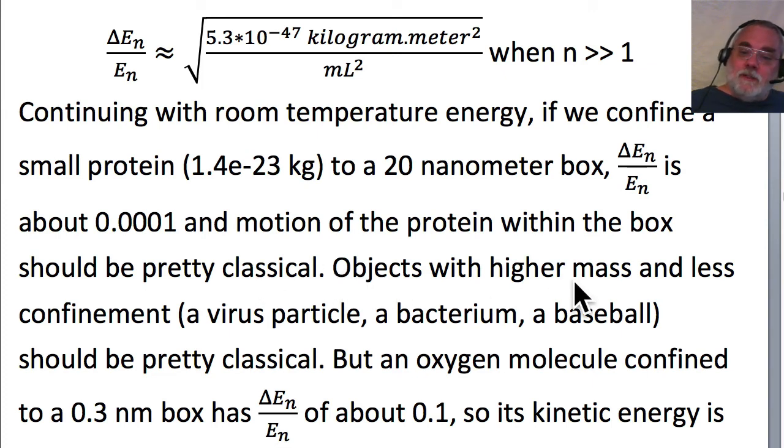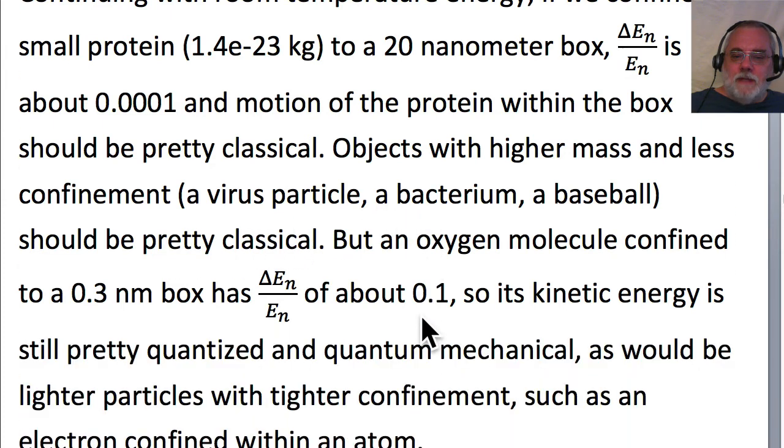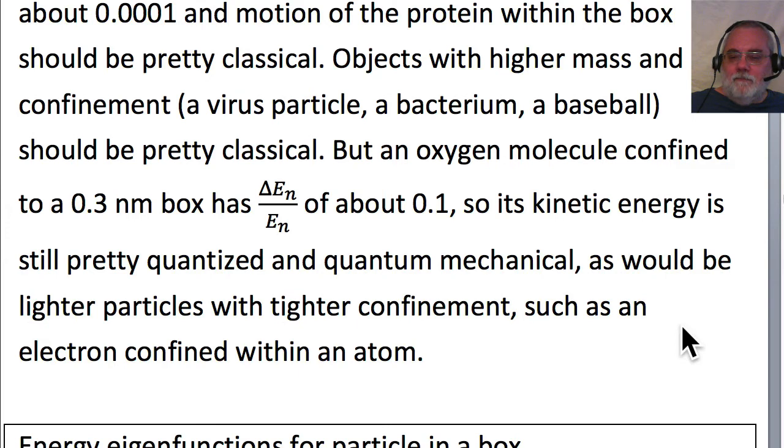However, objects with higher mass and less confinement, a virus particle, a bacterium, a baseball, will be pretty classical. But a smaller object, more closely confined, such as an oxygen molecule confined to a much smaller box, a 3 angstrom, 0.3 nanometer wide box, just a little bigger than the molecule itself, is going to have a delta E over E of about 1/10th, and so its kinetic energy is still pretty quantized and quantum mechanical in that box. And even lighter particles like an electron with smaller confinement, such as an electron confined within an atom, will not be classical. We have to use quantum mechanics for them.